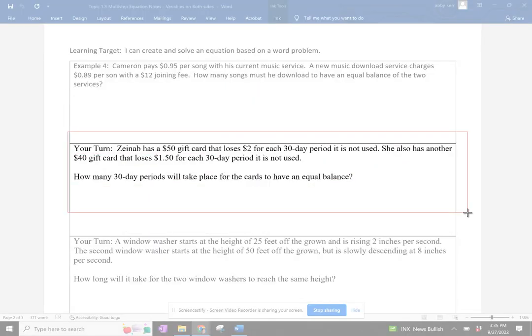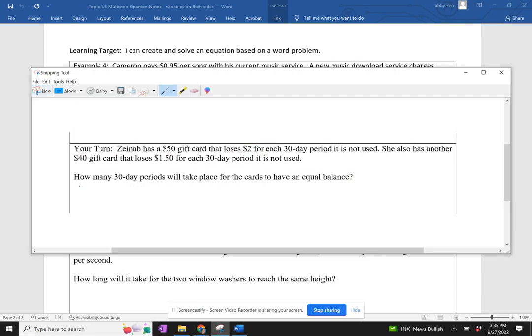Now for your turn, Zainab has a $50 gift card. So we have $50, and it says that she loses $2 per 30-day period. Now she has another gift card that's $40, but that one only loses $1.50 per 30 days. Now our unknown, it says how many 30 days will it take? So our x will be how many 30 days.